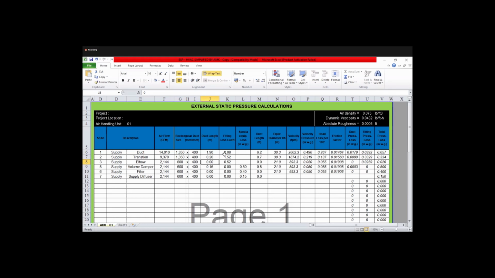Now we are calculating, you are interrupting in between and telling the velocity method. I'm just asking, if someone is calculating through the velocity reduction method, then what will be put equal to that fitting loss coefficient? That I am asking. I'm not interrupting, it is just my doubt.